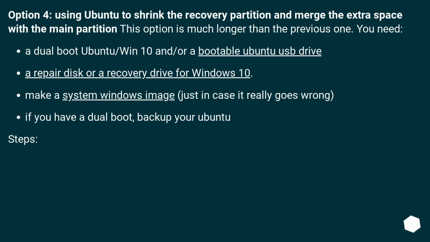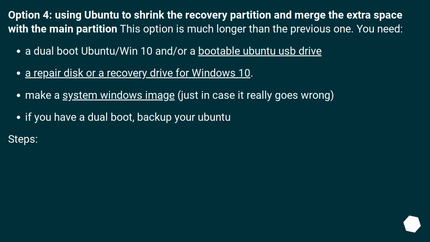Option 4: using Ubuntu to shrink the recovery partition and merge the extra space with the main partition. This option is much longer than the previous one. You need a dual boot Ubuntu/Win10 and/or a bootable Ubuntu USB drive, a repair disk or a recovery drive for Windows 10. Make a system Windows image, just in case it really goes wrong. If you have a dual boot, back up your Ubuntu.